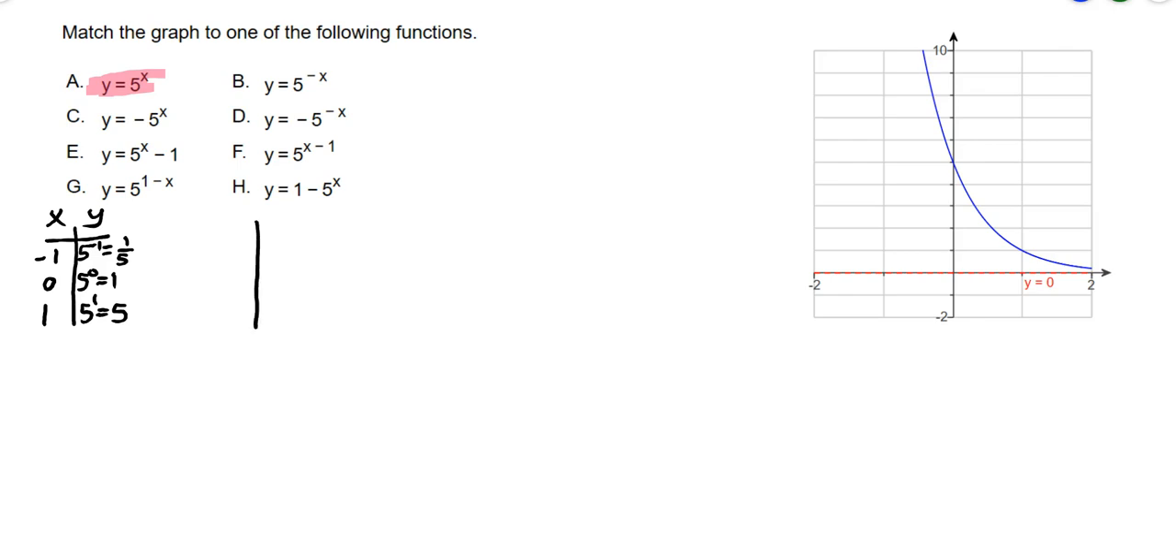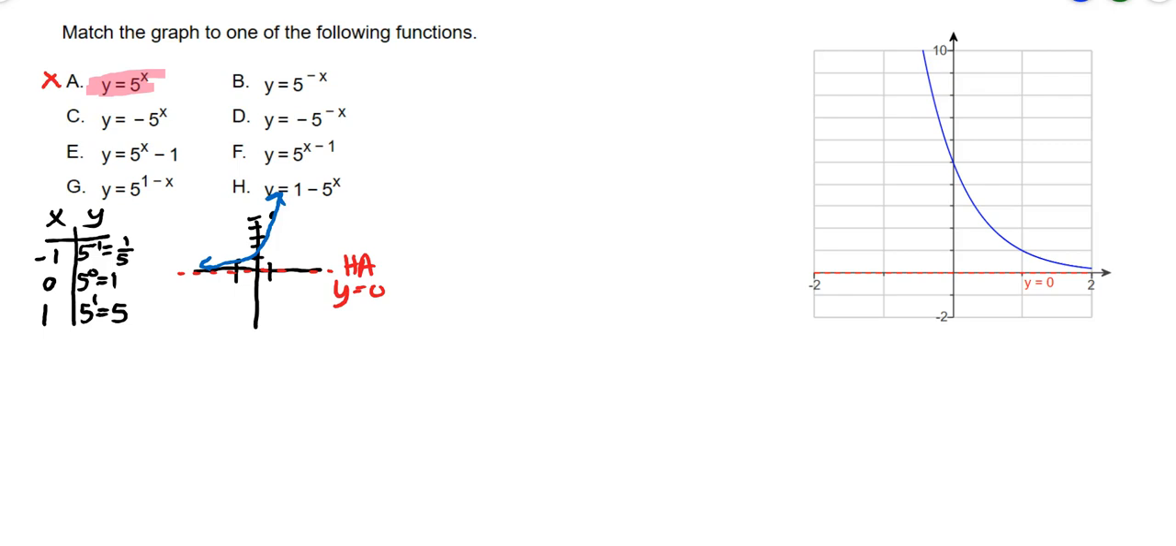So if we sketch out what the graph looks like, we have the points (1, 5), (0, 1), and (-1, 1/5). So this is a sketch of the graph. And these exponential functions will have a horizontal asymptote at the line y equals 0. So you can see that this is not the correct answer choice when you compare it to the graph we're trying to match here. So this one is out.